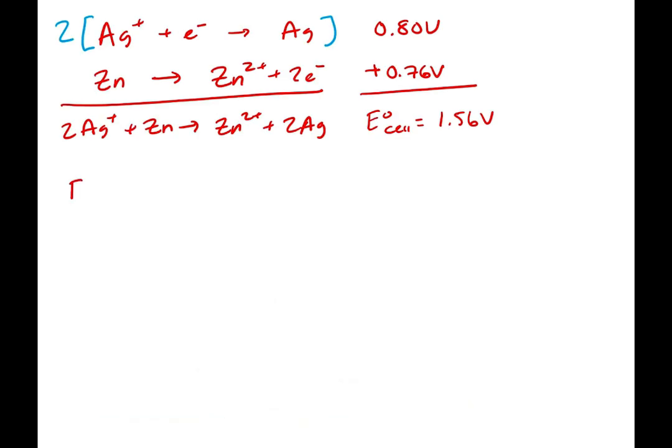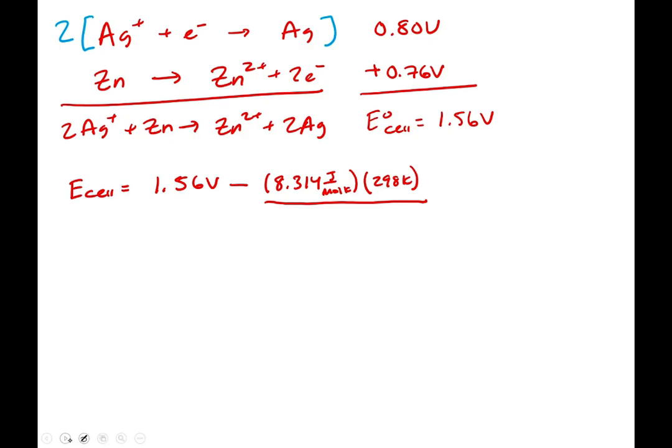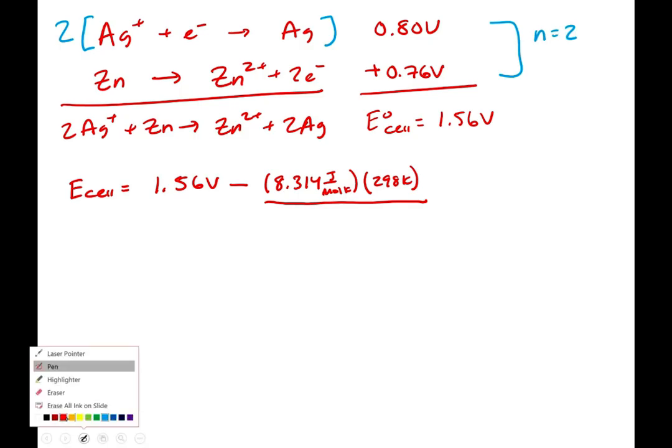So next, we'll say that E for the cell is equal to the standard cell potential of 1.56 volts minus R. Now a volt is a joule per coulomb, so R should be the one that has joules, 8.314. T is 298 Kelvin, that's what the problem told us, over n. n represents the number of moles of electrons, and in this reaction, the coefficient of e- is 2, and so n is equal to 2.